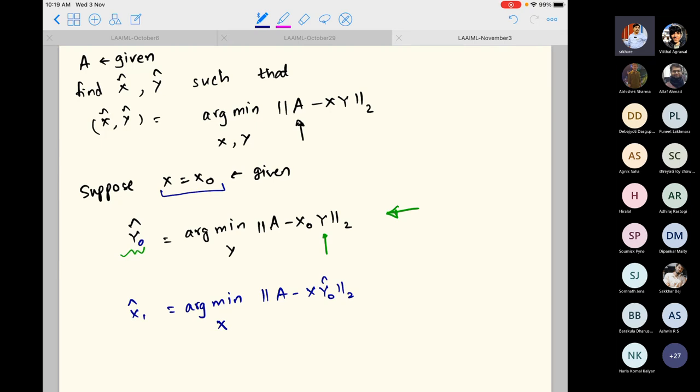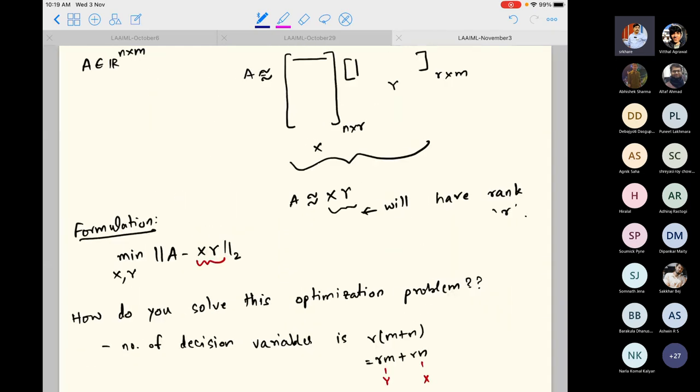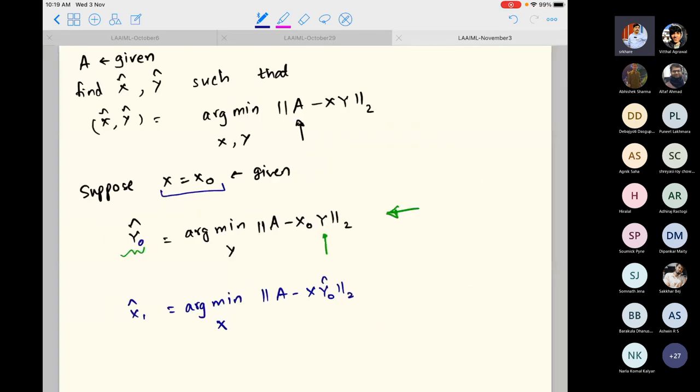Which two minimization problems? Once the minimization problem is with respect to x, once it is with respect to y, and I'll keep on alternating between these minimization problems. So this original minimization problem was in two matrix decision variables, x and y. Together that problem was difficult to solve.